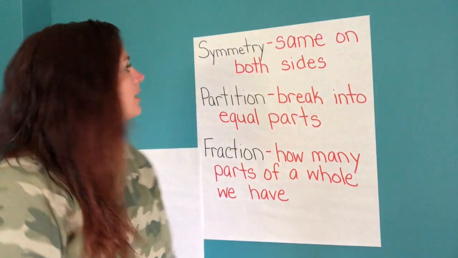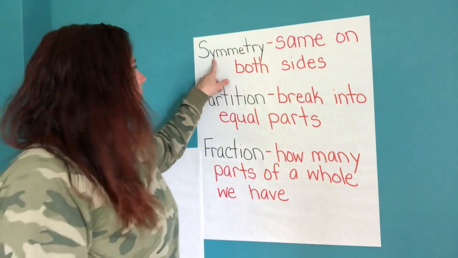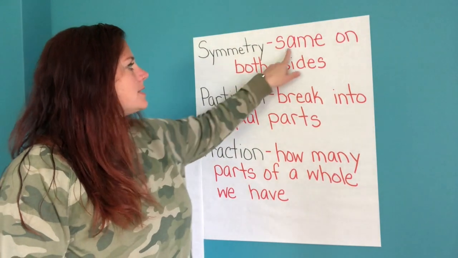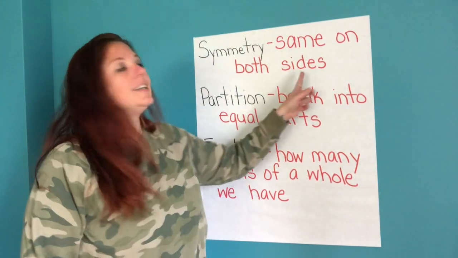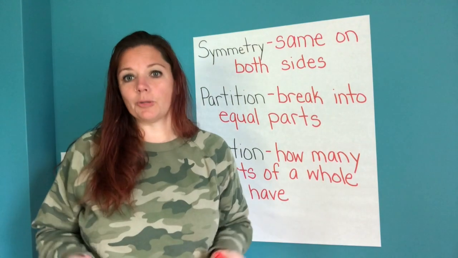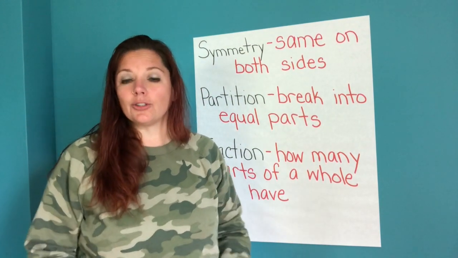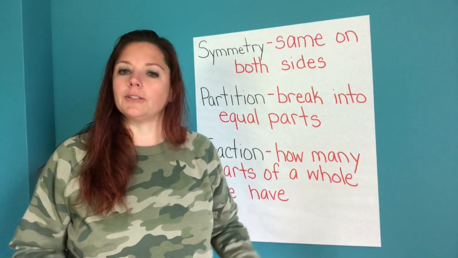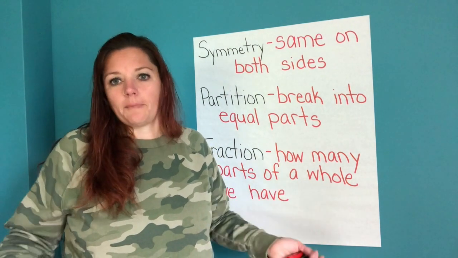Are you ready? So two weeks ago, you learned the word symmetry. What is symmetry? Symmetry means the same on both sides. Do you remember I used the brownie as an example? I cut it into 2 fair shares, or 2 of the same size. So it was equal or the same.